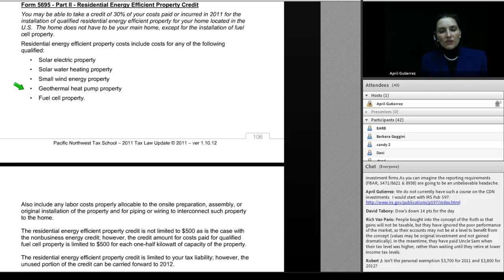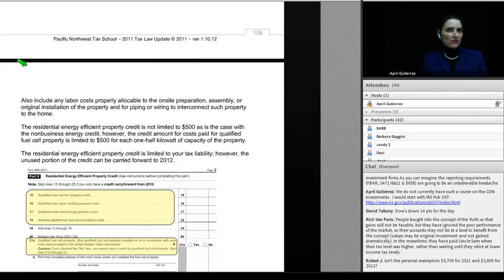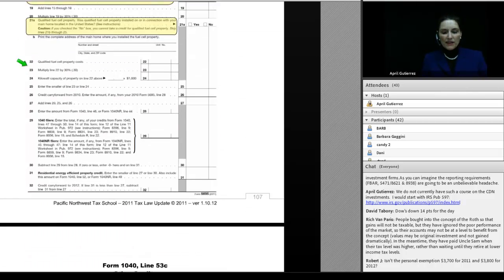So if you have clients who are making any kinds of these types of energy efficiency improvements to their homes, these will continue to qualify for credits, and they will not be limited to that $500 amount. They've got whole separate rules that apply to them.